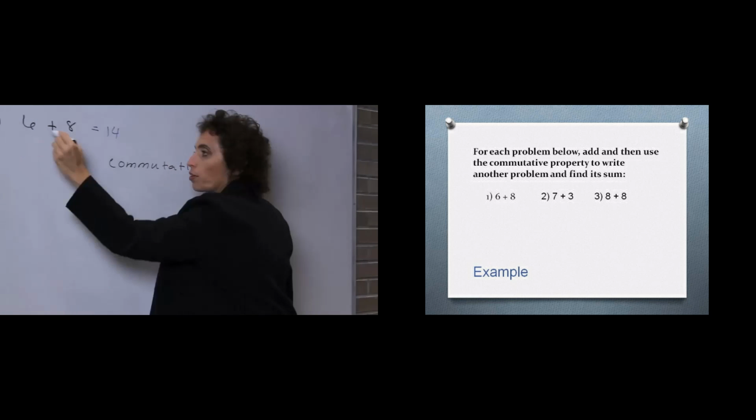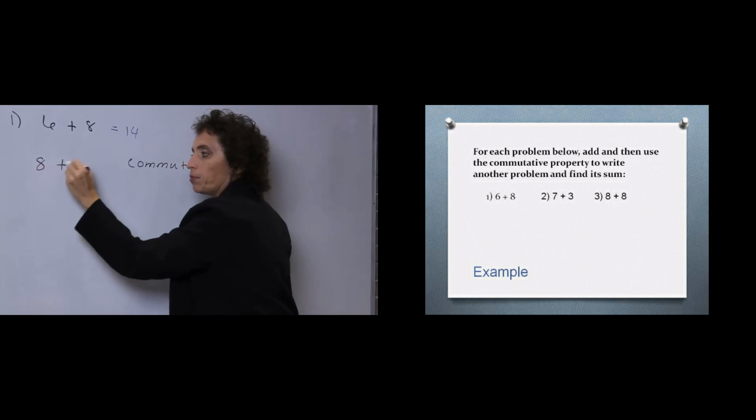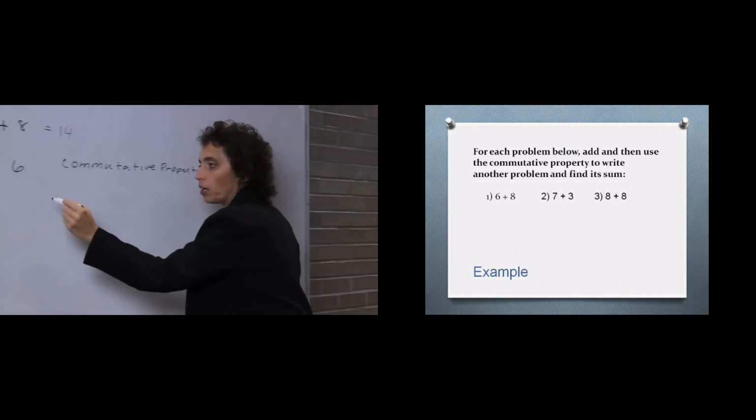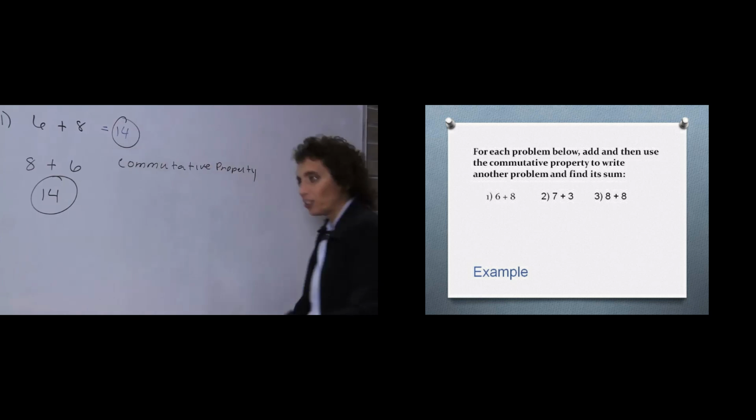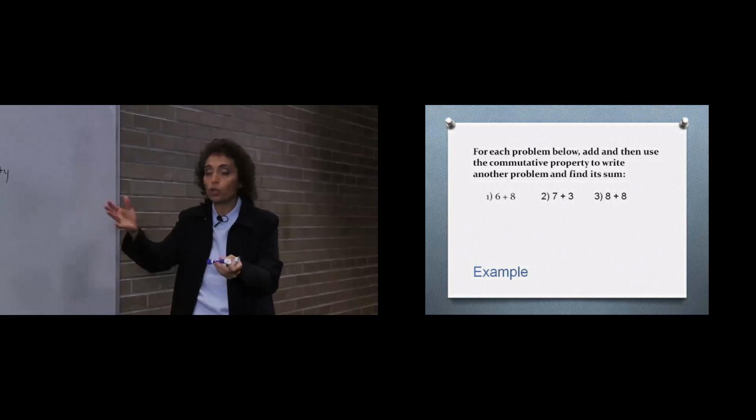So I'll switch their order. Instead of 6 plus 8, I get 8 plus 6, and I want to find their sum. And their sum is 14. And it better be the same, because that's what the commutative property says, that it will be the same.